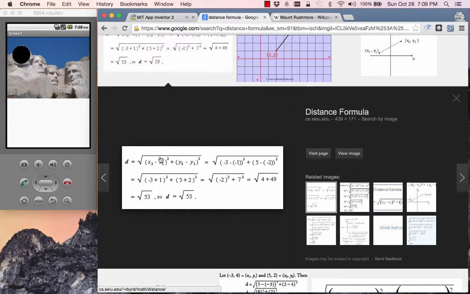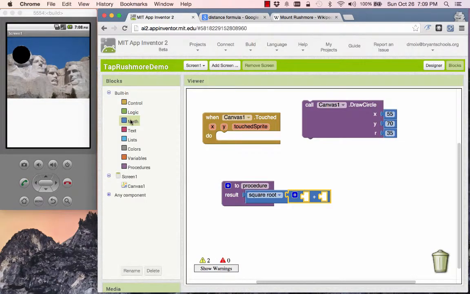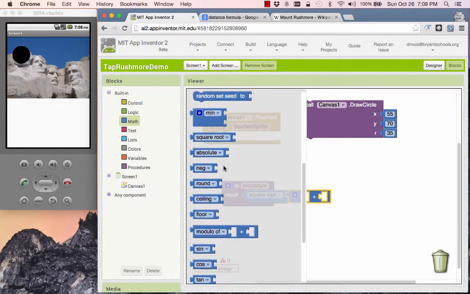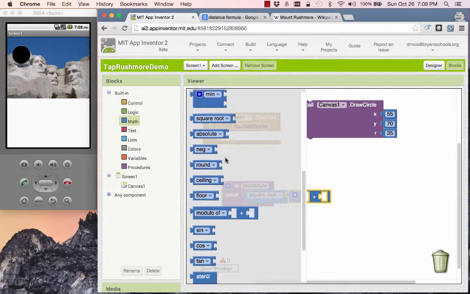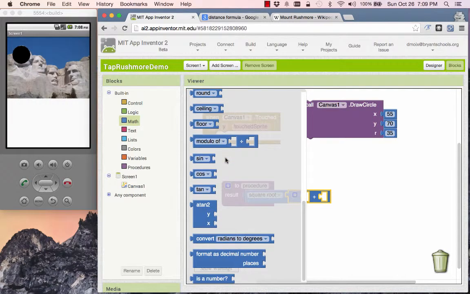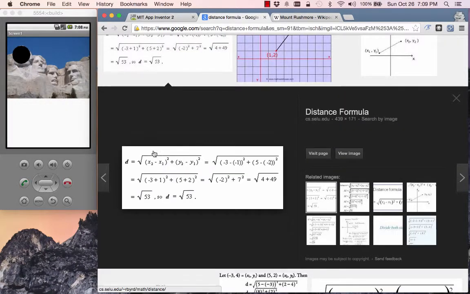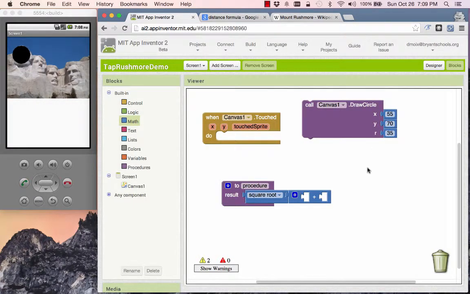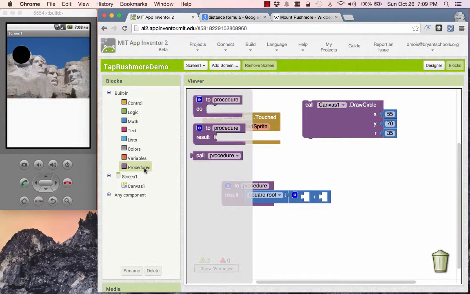And it's the sum of the squares of something on the left and the squares of something on the right. If I look under math, App Inventor does not have a square. It has square root, but it does not have square. So we could just times something by something else, but it looks like the distance formula, we're going to be timesing a difference, and that would be cumbersome. So why don't we just make a procedure to do square, just like we made a procedure to do something else.